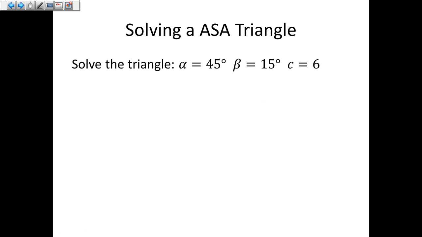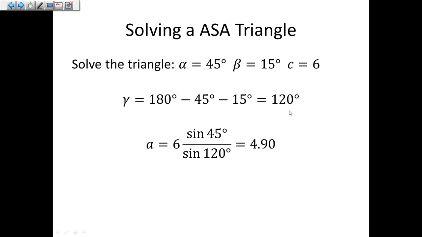Okay, let's take a look at solving an angle-side-angle triangle. So now they're giving us alpha is 45 degrees, beta is 15 degrees, and C is equal to 6. Now if you look at this, I don't have a pair yet. I can't actually use the law of sines even if I wanted to right now. I have to find gamma in order to use the law of sines. Well, finding gamma is pretty simple. I'll just do that difference, and I find out that gamma is 120 degrees. Now that I have that pair where I know a side and the opposite angle, I can go ahead and set up my law of sines to find A, and A is equal to 4.90.